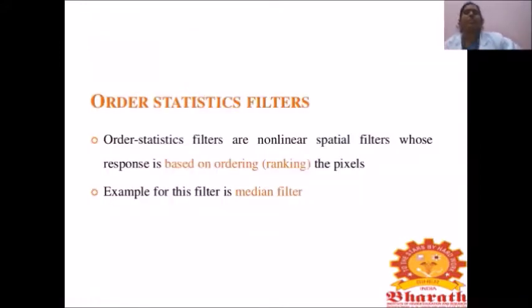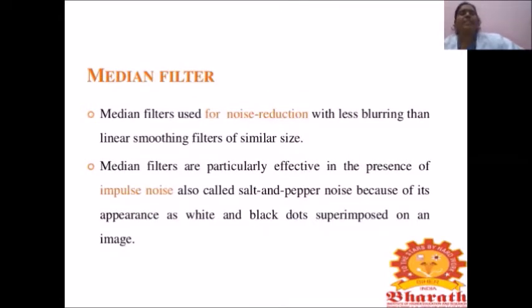Next we go to the order statistic filter. Order statistic filters are non-linear spatial filters whose response is based on ordering or ranking the pixels. An example of this filter is the median filter. The main use of the median filter is noise reduction with less blurring compared to a linear smoothing filter of similar size.